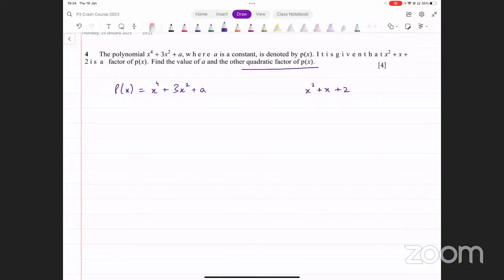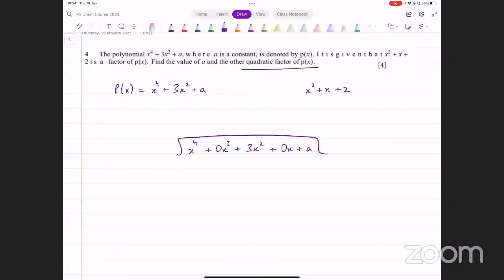All right, now let's do this division. So you've got x raised to the power 4 plus, now be careful, the x cubed term is missing here, so that's 0x cubed. x raised to the power 4 plus 0x cubed plus 3x squared. And now the x term is also missing, so that's 0x plus a. This is what your polynomial is. All right. And now what we want to do is divide it by x squared plus x plus 2.